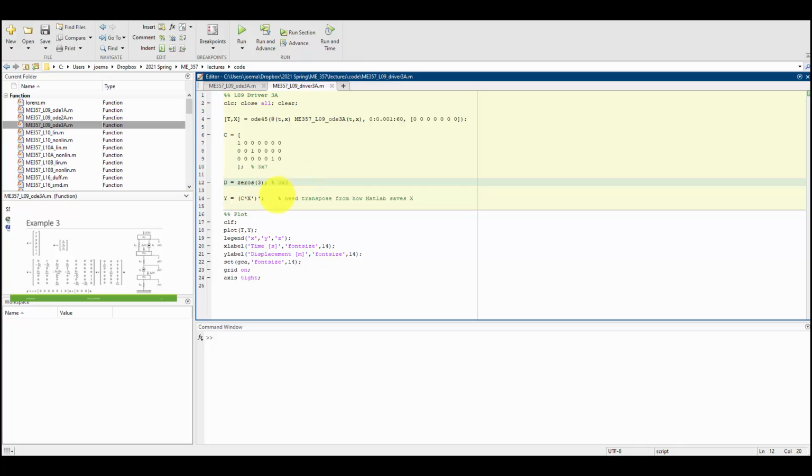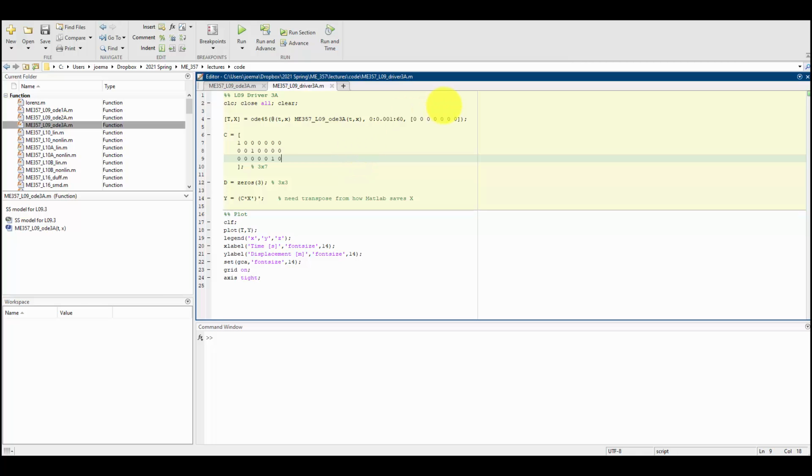And because it's the zeros matrix, I won't even include it here in my output equation, the y equals Cx plus Du. I don't have to worry about the D and the U because D is 0 for this example. But like the previous examples, I do need the Cx term, but slightly modified in order to respect the dimensions that MATLAB gives out of ODE45. And then I'll plot my 3 degrees of freedom over time.